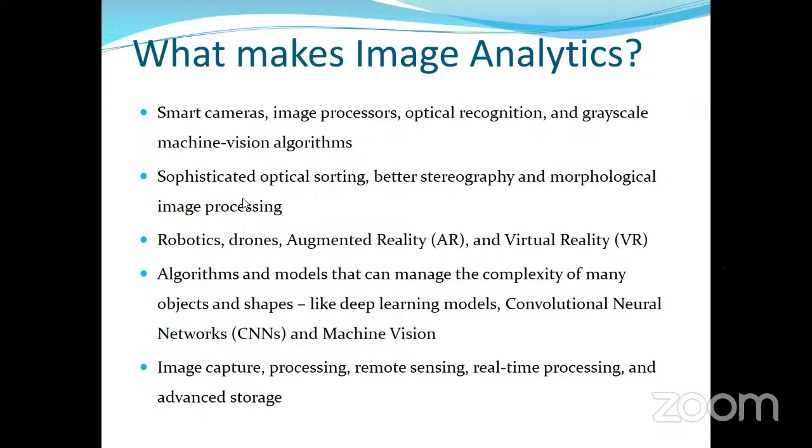Okay, so we have sophisticated optical sorting, image processing is available. We have robots, we have drones, we have AR, VR devices to capture the images. So there are algorithmic models. We have deep learning models, convolutional neural networks, and machine learning, machine vision methods for image analytics.